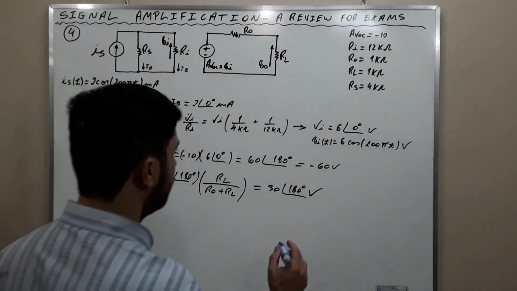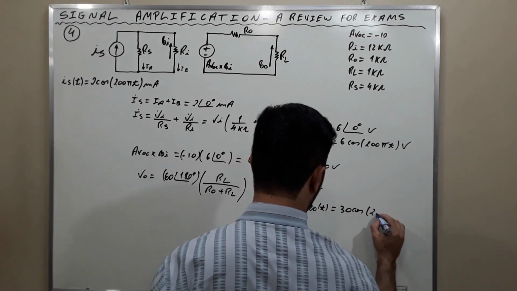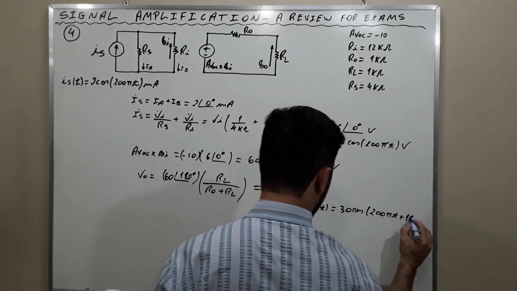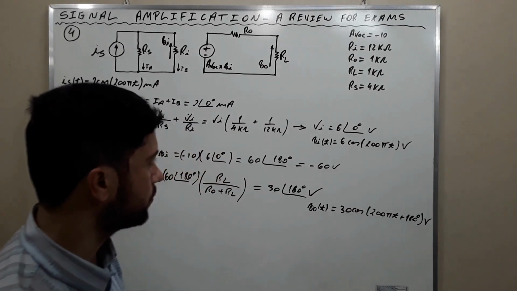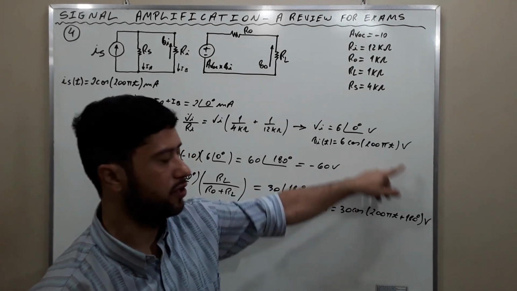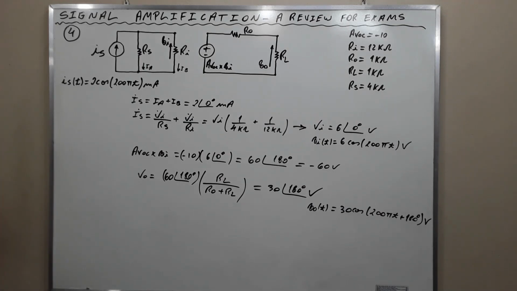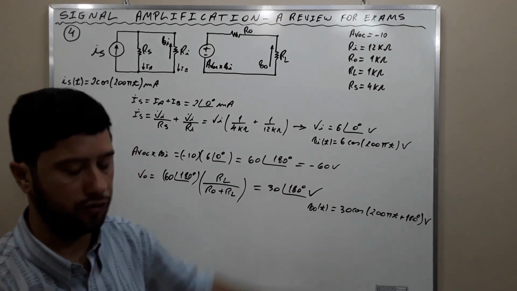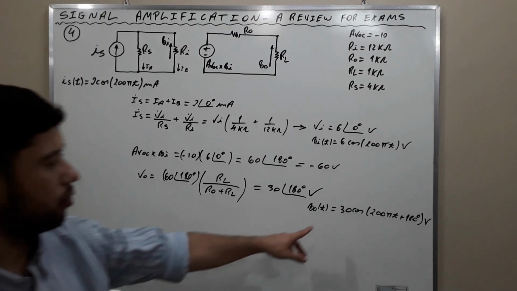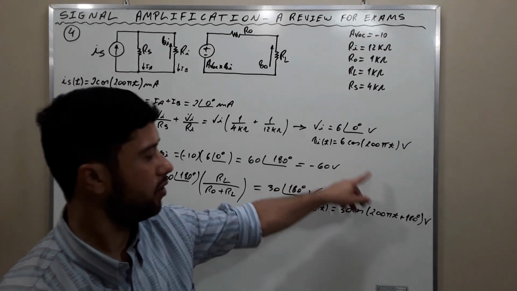All right, Vo, now in the time domain, Vo of t is equal to 30 times the cosine of 200 pi t plus 180 degrees volts. The amplitude was 6 here, and now the amplitude is 30, and the phase was 0, and now the phase is 180 degrees. Then for the amplifier, we observe a gain of 5 volts per volt, 6 times 5 is 30. And this is in magnitude. And also, we observe a phase shift of 180 degrees. The amplifier is shifting the signal in phase by 180 degrees.